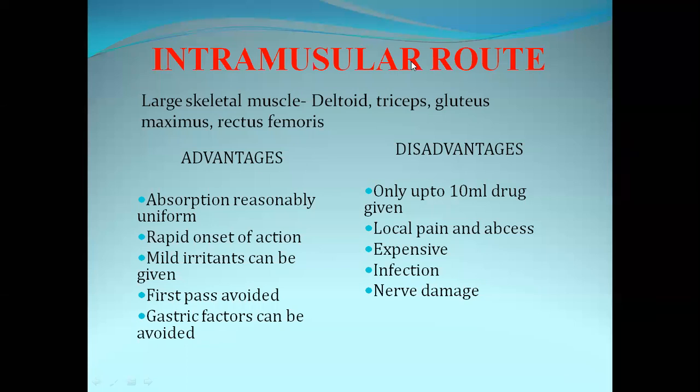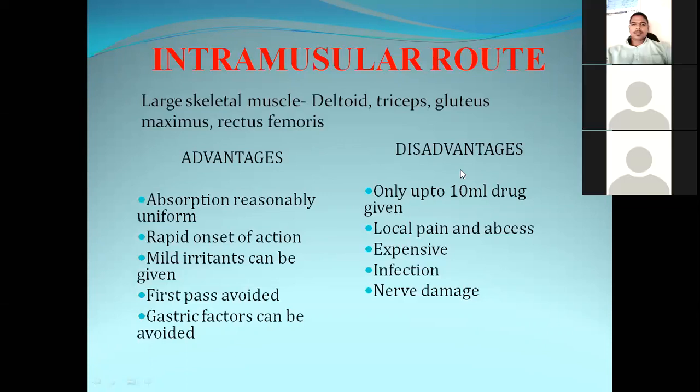And next one is disadvantages. Here the disadvantage of the intramuscular route is that only a limited quantity of drug can be administered, that is only up to 10 ml. Another problem is that local pain and abscess may happen. And next, it requires assistance. Okay, all the parenteral routes of drug administration require assistance, especially injections.